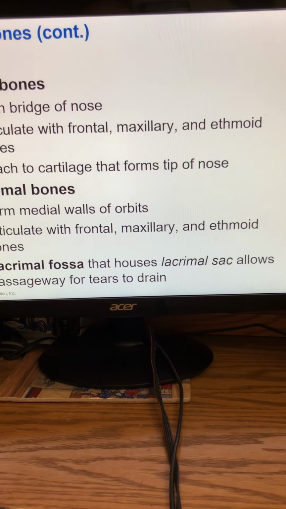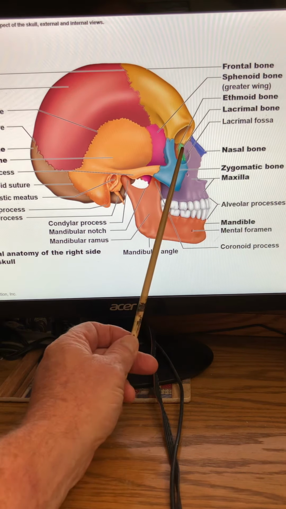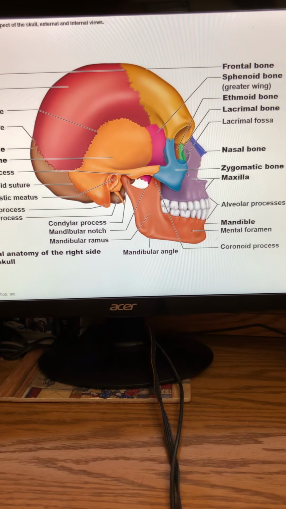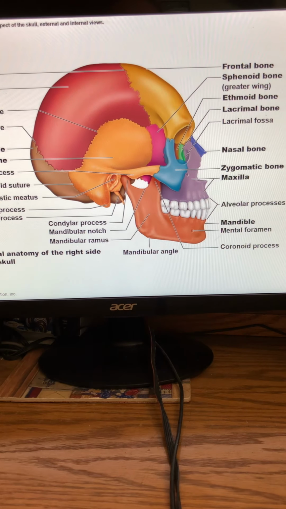And let me just show you that the only part that you need to be able to identify on this one is the lacrimal fossa. That's where your lacrimal sac is going to go into, and then it's going to drain into your nose, which is the beginning of ANP2. Vomer bone, we already mentioned before.